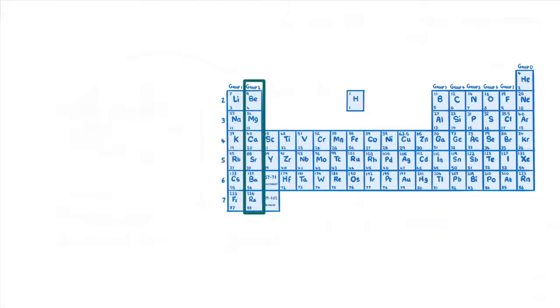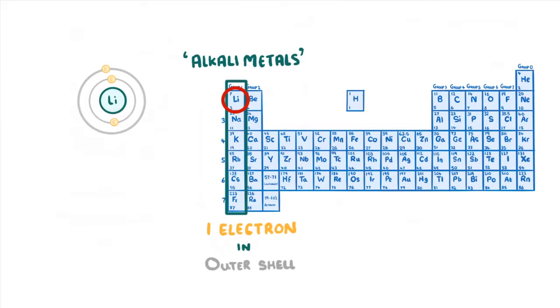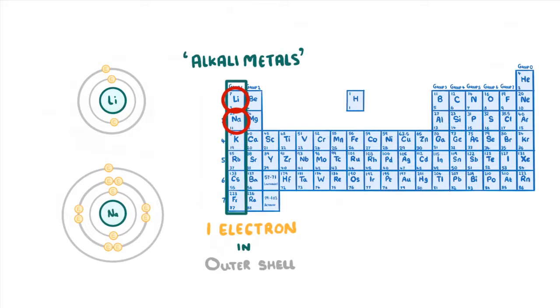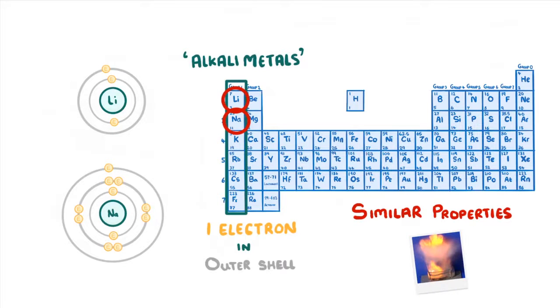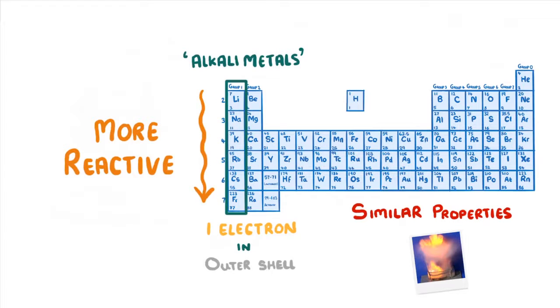So if we move over to the group 1 elements, which we call alkali metals, we can tell that they all have 1 electron in the outer shell, whether it's lithium, which has 3 electrons overall, or sodium, which has 11 electrons overall. And it's this feature that gives all group 1 elements similar properties. For example, they all react violently with water. There are also trends within groups. For example, the group 1 elements become more reactive as you go down the group, as we'll see later in a video specifically on group 1 elements.